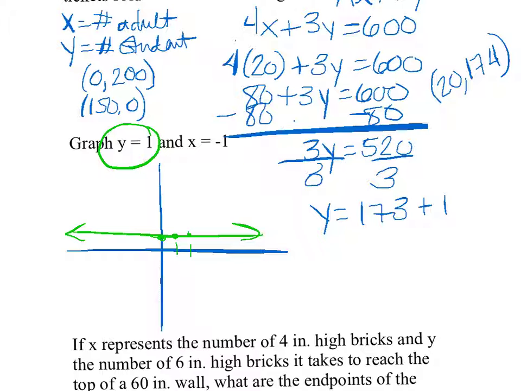Now if I want to graph x equals negative 1, I find negative 1 on the x-axis. If y is 0, x is negative 1. If y is negative 1, x is negative 1. If y is 1, x is negative 1. And there is our vertical x equals negative 1.